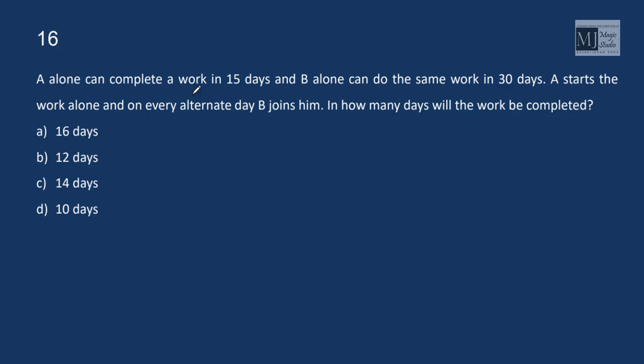A alone can complete a work in 15 days and B alone can do the same work in 30 days. A starts the work alone and on every alternate day B joins. In how many days will the work be completed? So let the work be 30 units, that is the LCM of 15 and 30. That means A produces 2 units per day and B produces 1 unit per day.